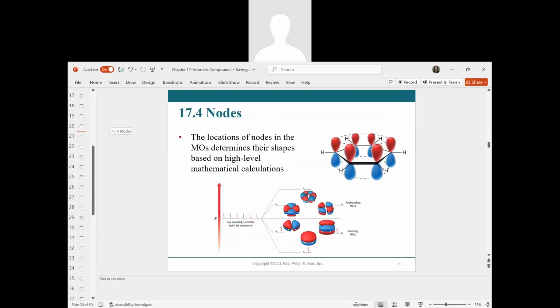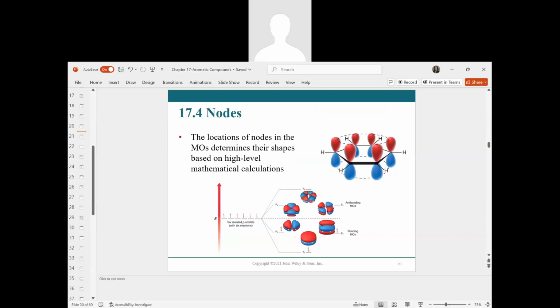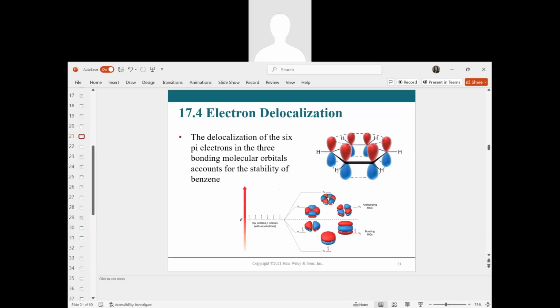The location of a node, or a site of 0 electron probability, is contributing to the energy of each of these molecular orbitals. And you will not need to know any of the mathematical calculations that are referenced here to determine the actual shape of these molecular orbitals. But because of these molecular orbitals, we see delocalization of these 6 pi electrons in these 3 bonding molecular orbitals, and that is what accounts for this stability of benzene. Again, that delocalization of those electrons.